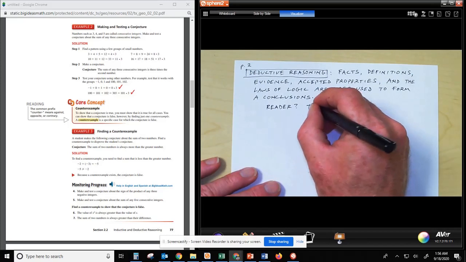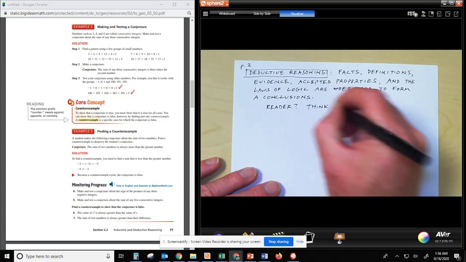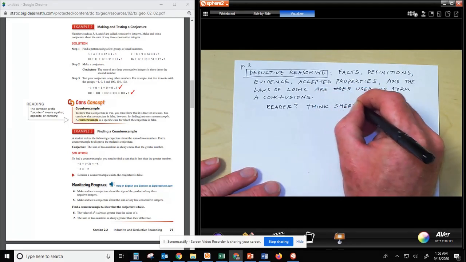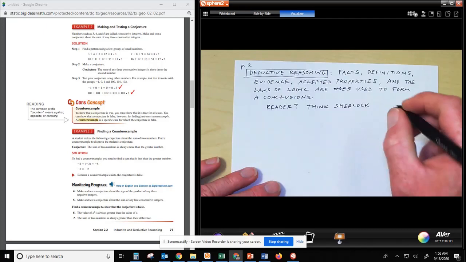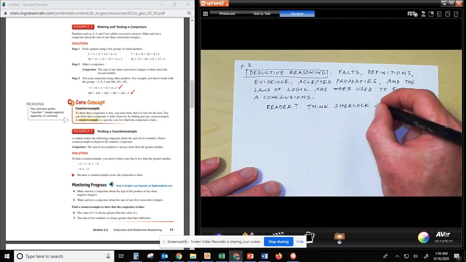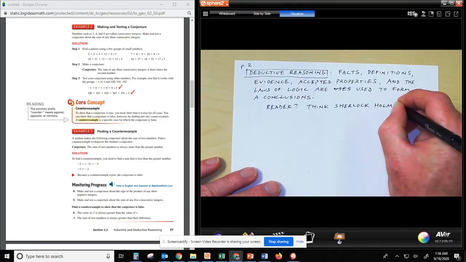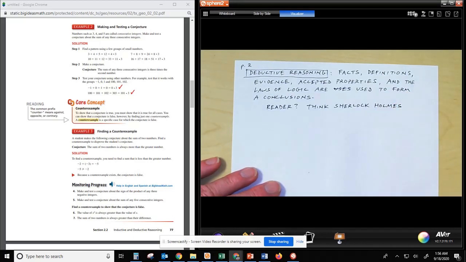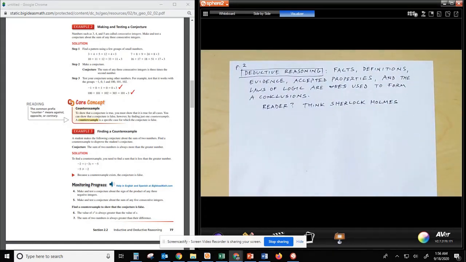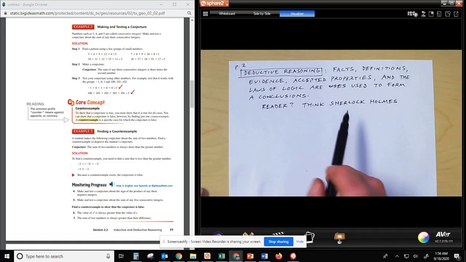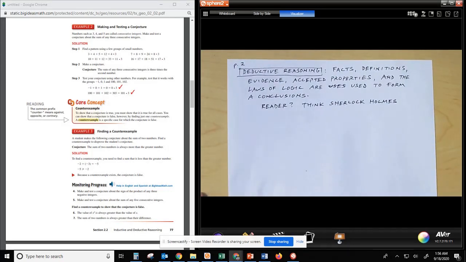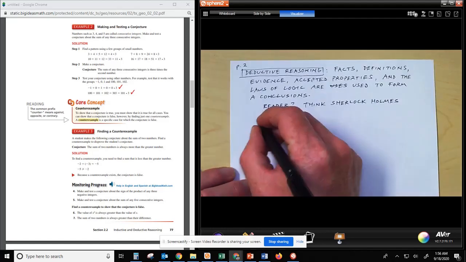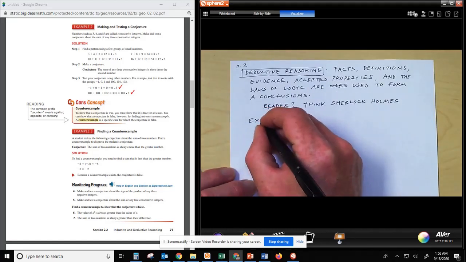Think Sherlock Holmes. And maybe you've seen the BBC series with Benedict Cumberbatch. The character, the fictional character of Sherlock Holmes, is famous for using deductive reasoning to solve his cases. So we're going to look at some examples of deductive reasoning.